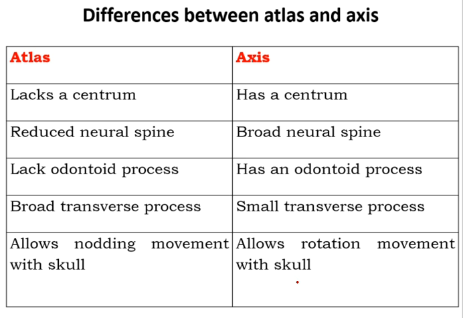Differences between atlas and axis. Number one, atlas lacks a centrum, axis has a centrum. Atlas has a reduced neurospine, axis has a broad neurospine. Then atlas lacks an odontoid process, axis has an odontoid process. Then atlas has a broad transverse process, while axis has a small transverse process. Then atlas allows nodding movement of the head, while axis allows rotational movement of the head.